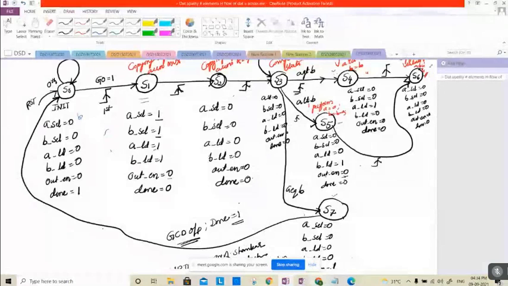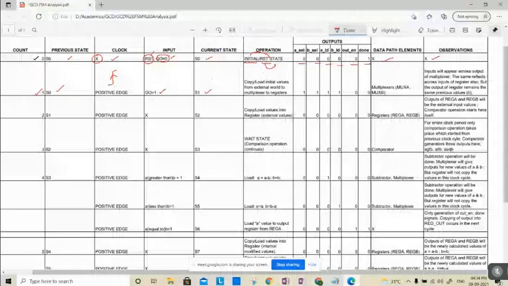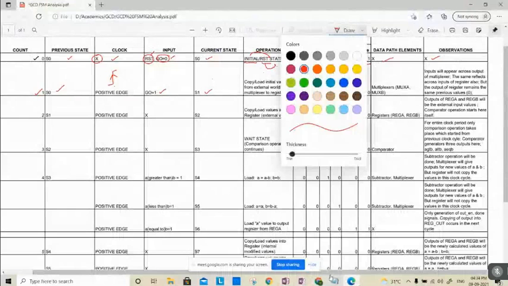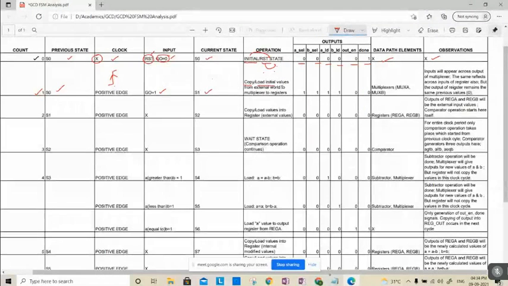Now here, what is the operation that is being performed? Copy or load initial values from the external world through the multiplexer to the registers. The input A value and input B value from the external world are to be loaded into the multiplexer, and from the multiplexer to the registers. So A selection 1, B selection 1, A load 1, B load 1, out enable is equal to 0, done is 0.